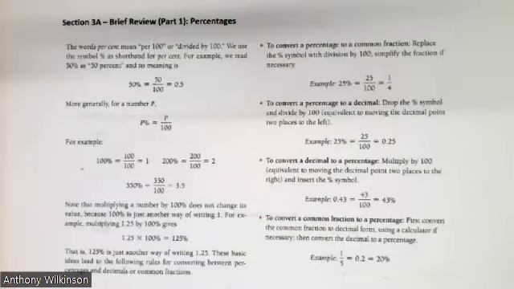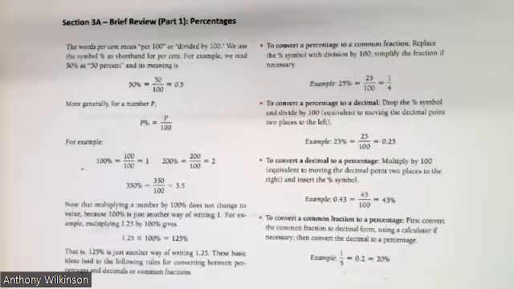So in general, for a number P, P percent means P over 100. So for example, if I have 100%, that's going to be 100 over 100, which simplifies to 1. Then for 200%, that means 200 divided by 100, or 2. 350% means 350 divided by 100, which is, as a decimal, 3.5.